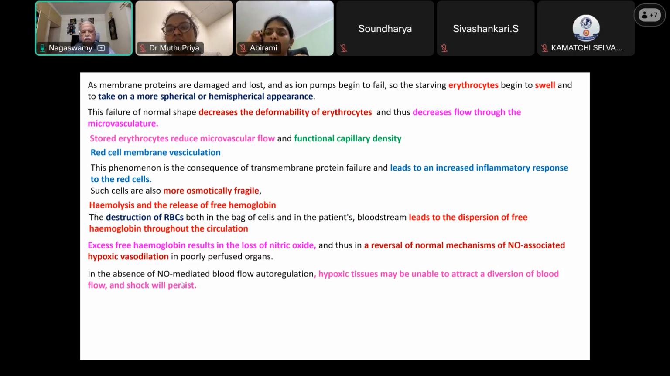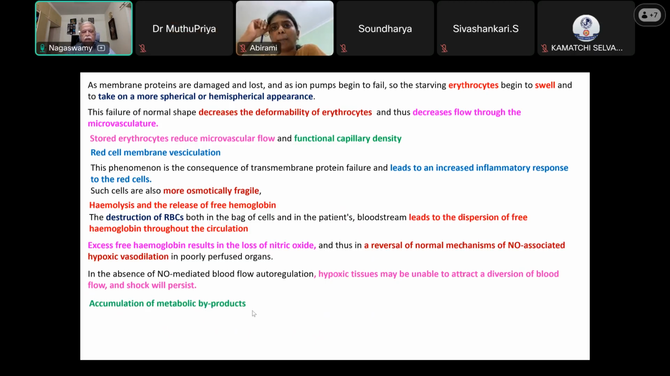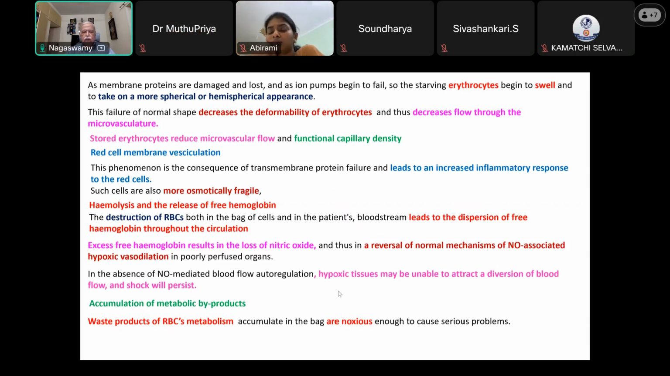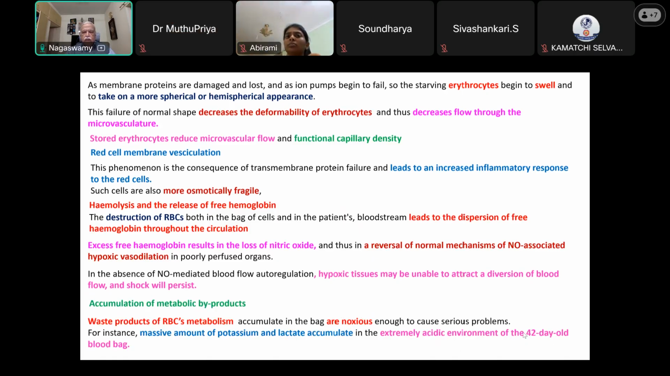And in the absence of nitric oxide mediated blood flow, hypoxic tissues may be unable to attract the flow and shock will still persist in that patient. And this accumulation of metabolic byproducts and waste products is also noxious enough to cause serious problems. And that is the reason why we have to have knowledge of the changes that happen in stored blood. So a massive amount of potassium and lactate accumulates, which makes an extremely acidic environment, especially in the 42nd day whole blood bag.